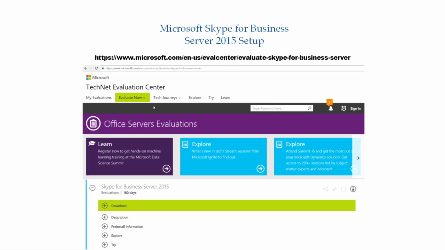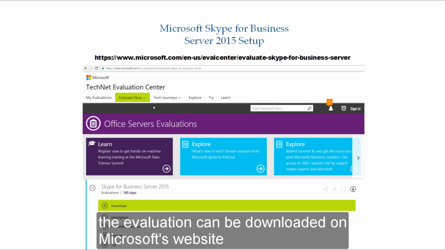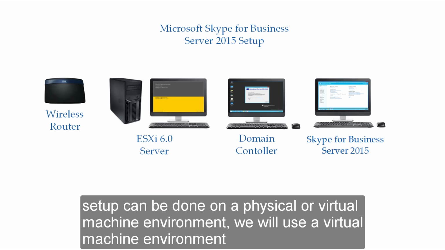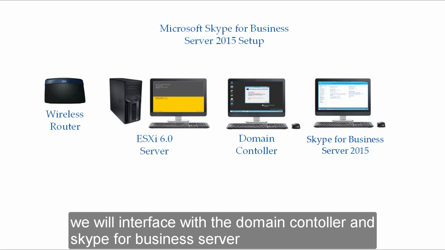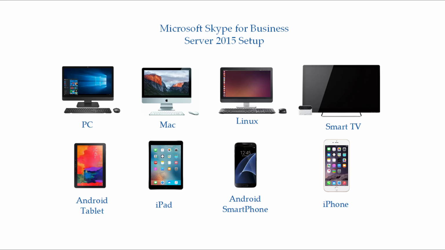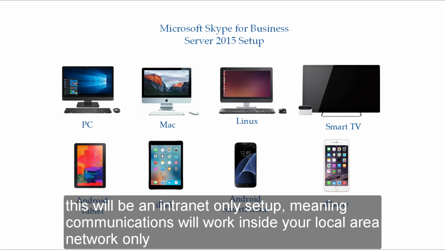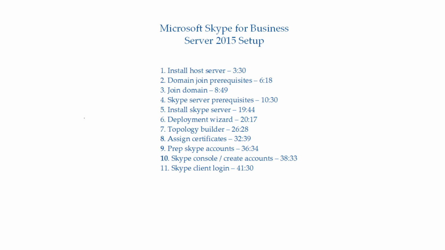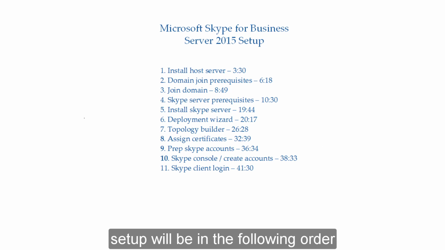The evaluation can be downloaded on Microsoft's website. Setup can be done in a physical or virtual machine environment. We will use a virtual machine environment. We will interface with the domain controller and Skype for Business Server. This will be an intranet-only setup, meaning communications will only work inside your local area network. A second server called an edge server, special firewall settings, and set trunks for voice over IP phones are required for outside communications to work. Setup will be in the following order.